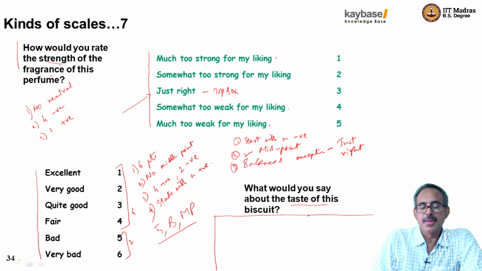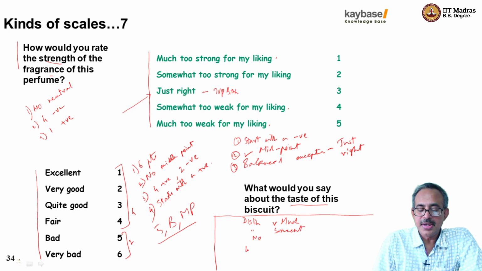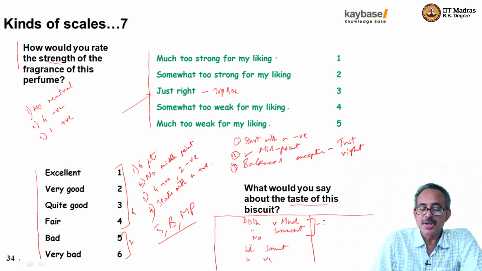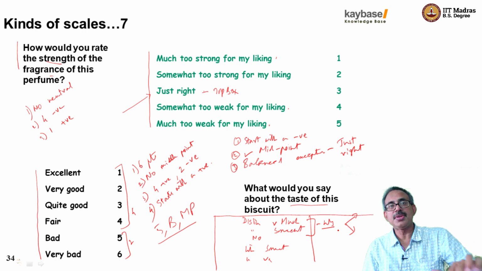So the way you will go is, I dislike this fragrance very much. I dislike it somewhat. I have no opinion. I like it somewhat. I like it very much. And then, if the person says they dislike it, you can ask them why. And then they can tell you it is too strong or it is too weak. You'll get the same result as the just right scale.